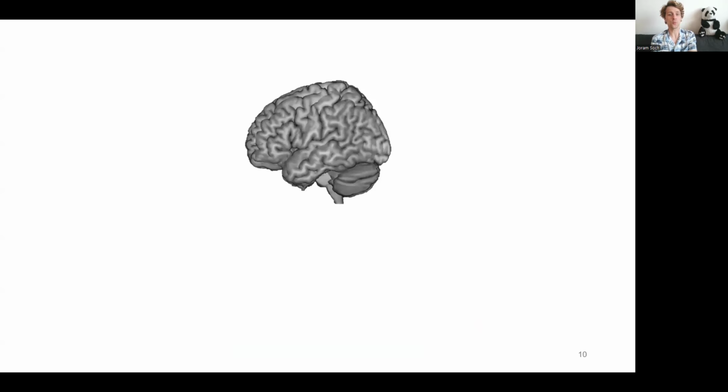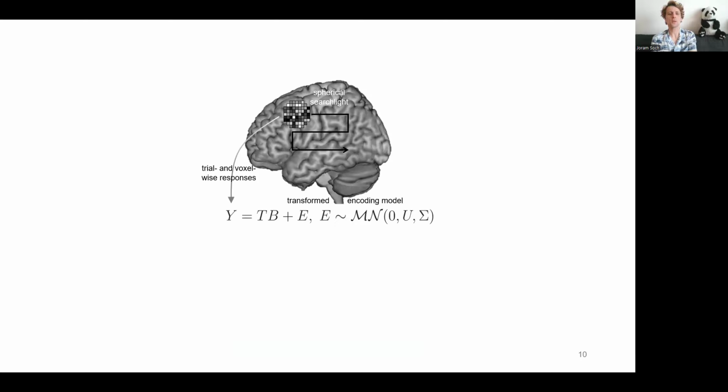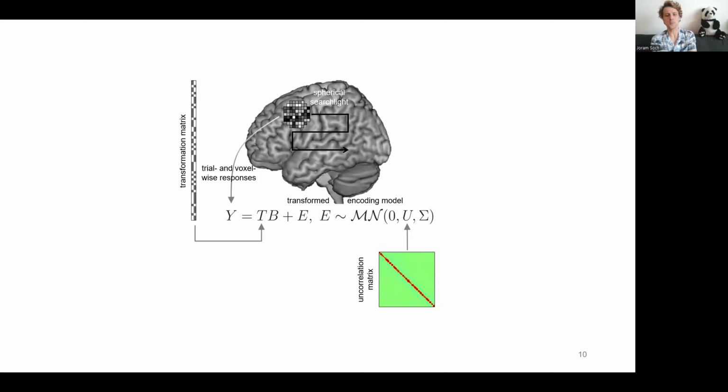So in the present work, we extend this to trial-wise decoding, which means that we have spherical searchlights moving through the brain, and from each searchlight we are extracting the trial- and voxel-wise responses. We are specifying the transformed encoding model using the transformation matrix T and the uncorrelation matrix U, and then the transformed encoding model is inverted to come up with predictions for the experimental design information, T hat.